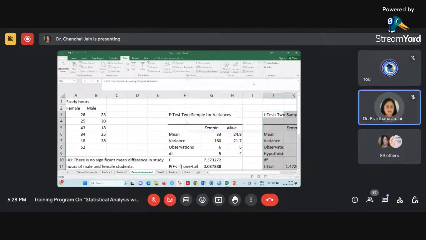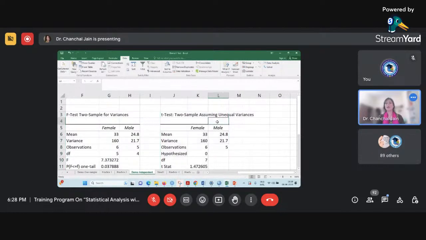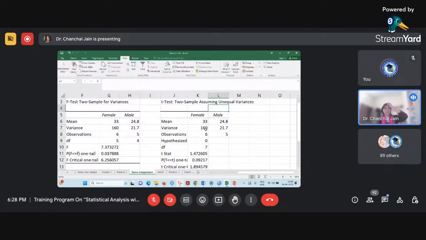So pressing OK, you would be able to see we are getting the results here. Now, mean and variance, these are all the same as what we have already found in the previous section.